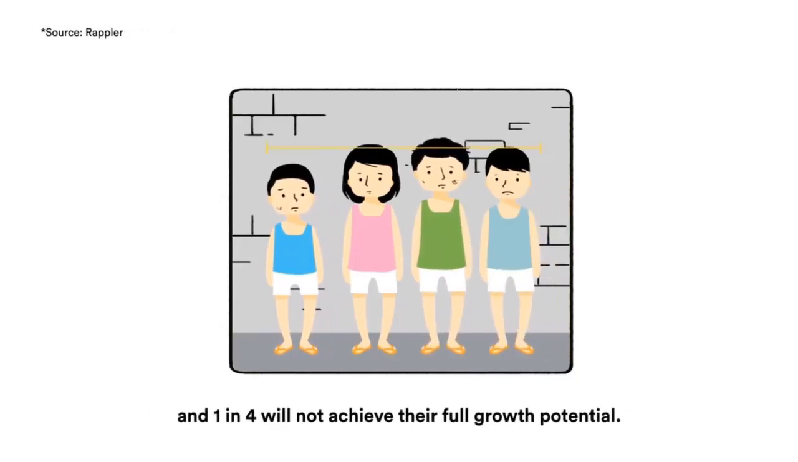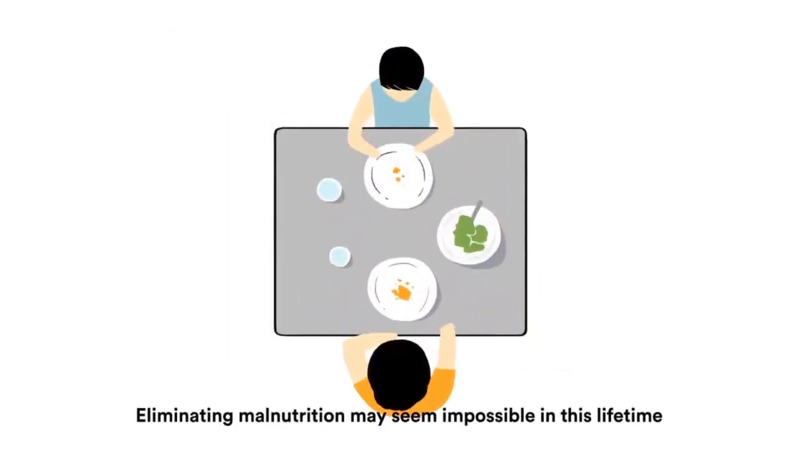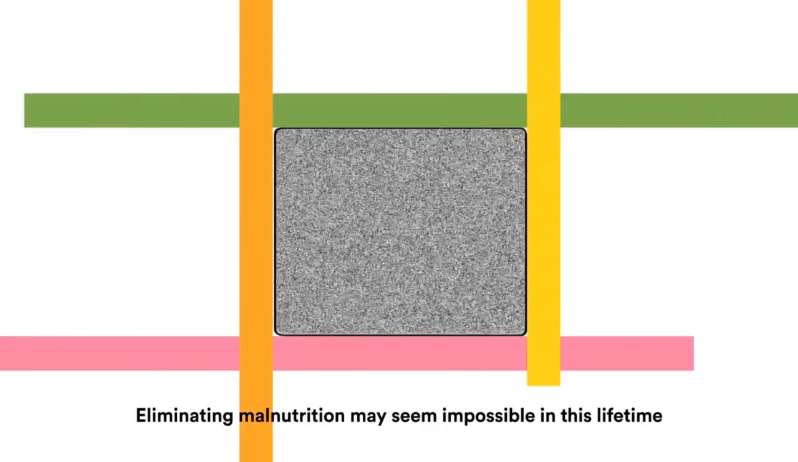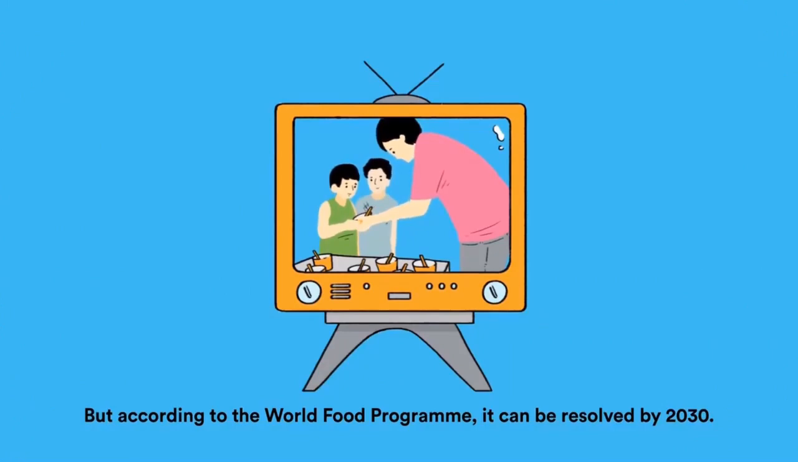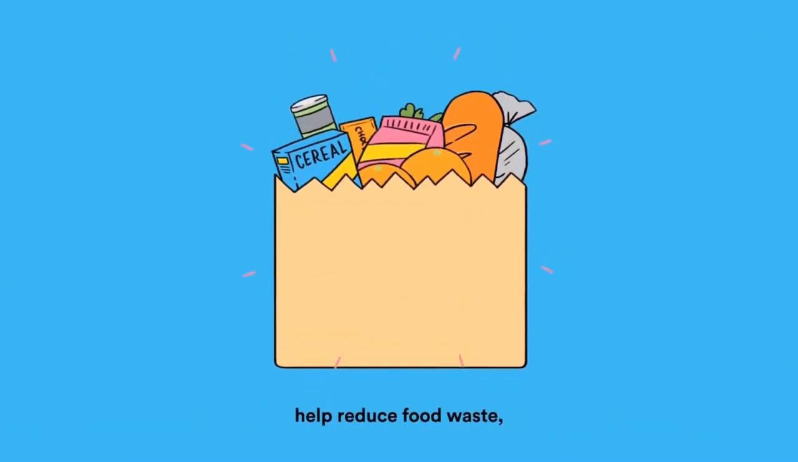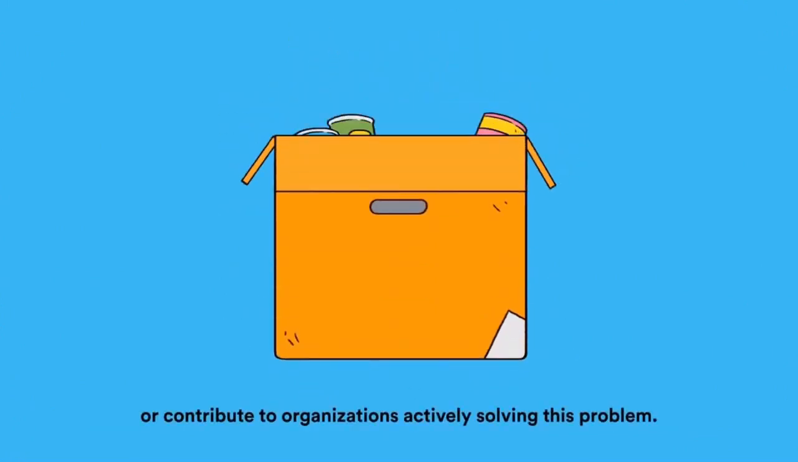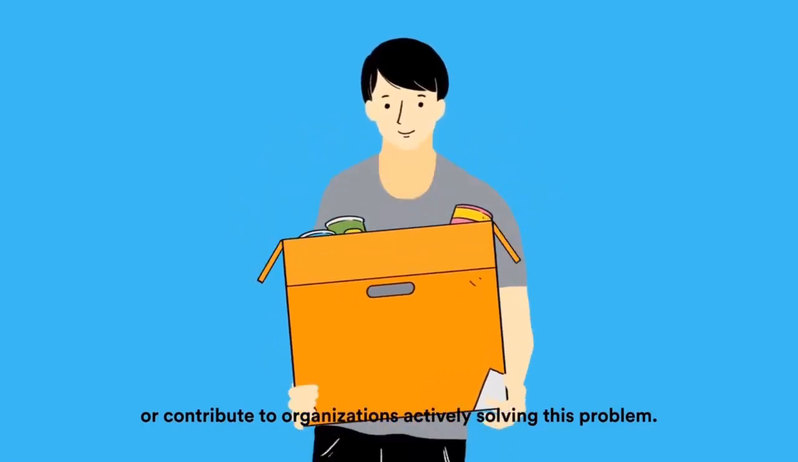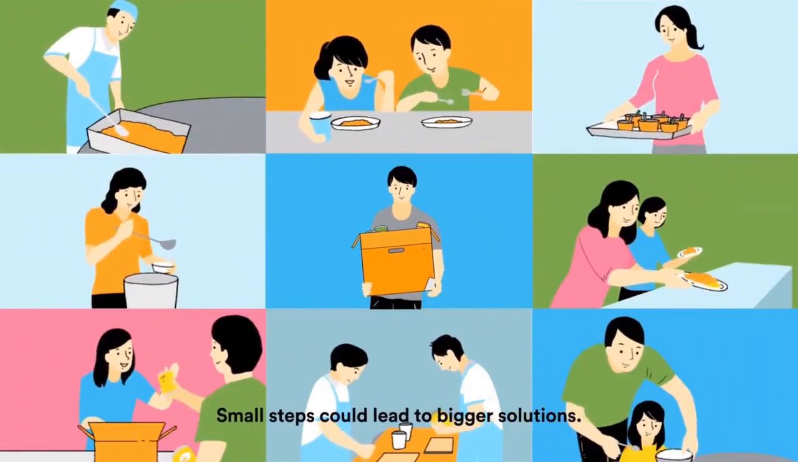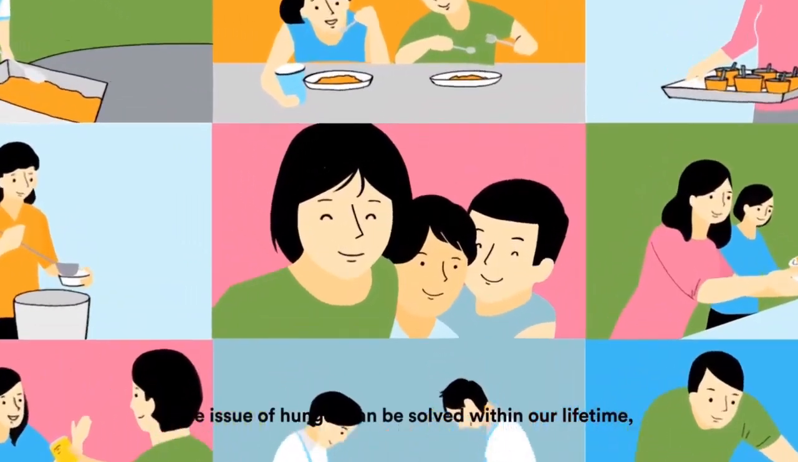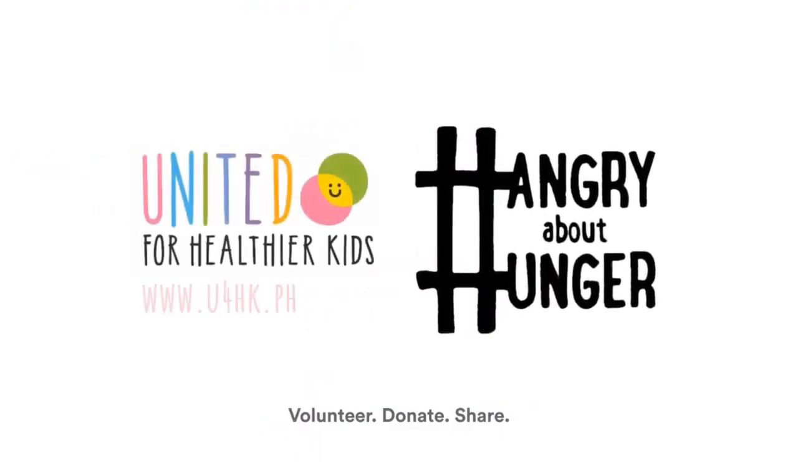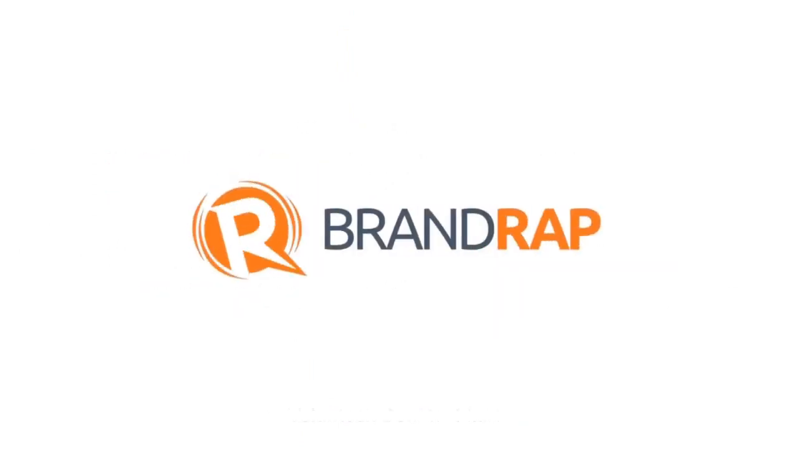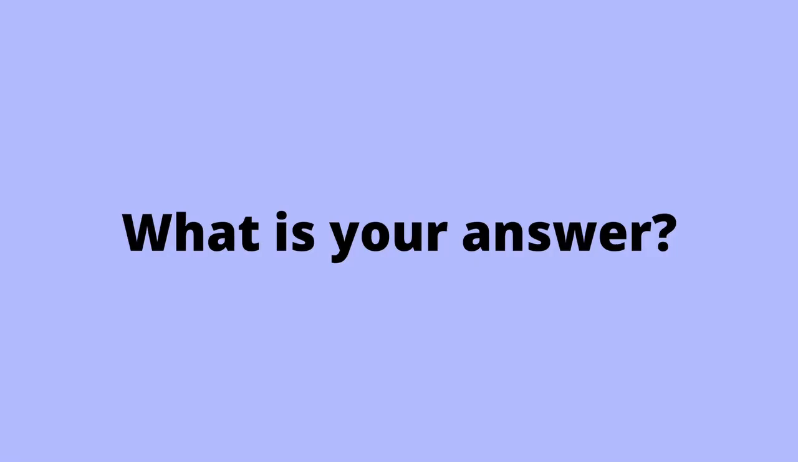growth potential. Eliminating malnutrition may seem impossible in this lifetime, but according to the World Food Program, it can be resolved by 2030. You can volunteer, help reduce food waste, or contribute to organizations actively solving this problem. Small steps could lead to bigger solutions. If the issue of hunger can be solved within our lifetime, wouldn't you be willing to help? Volunteer, donate, share. What is your answer?